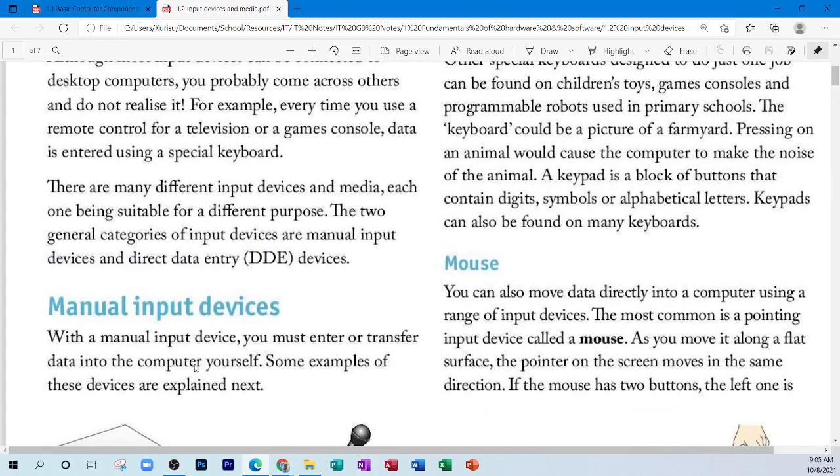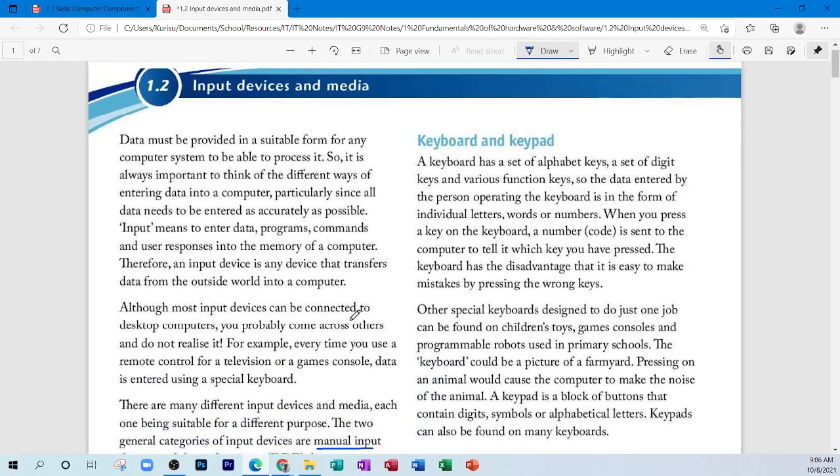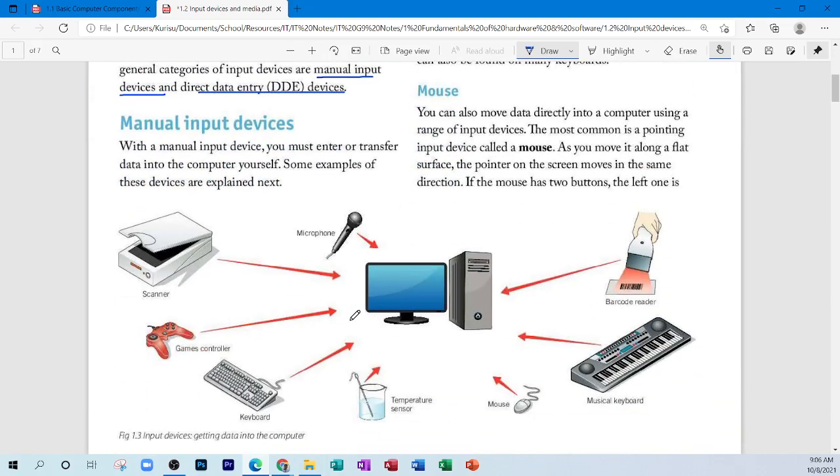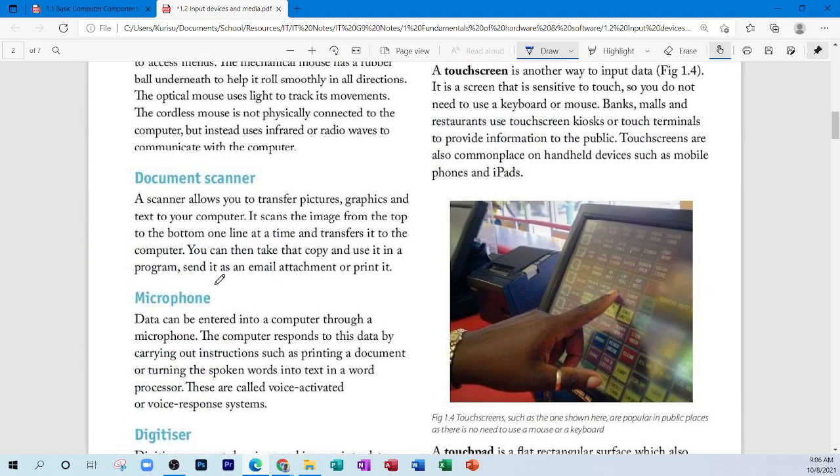Those are the two categories of input devices. And as someone just said, one is manual and the other is basically automatic. So you guys can remember that also, because that's going to help you to remember how they function. All right, so when we had started, we looked at the keyboard and the keypad, we looked at the mouse. So today we're going to continue from the document scanner.